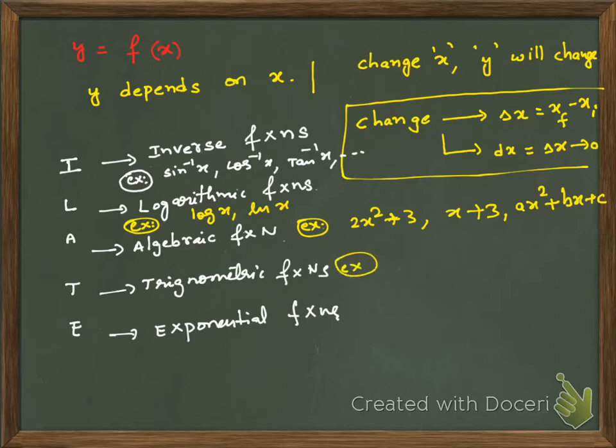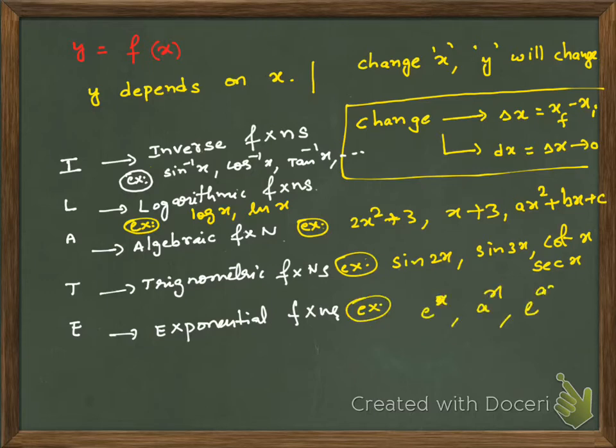Now coming to trigonometric functions, you will have sin 2x, sin 3x, cot x, secant x, something of this sort, which we have seen in the previous chapter. And coming to exponential functions, you will have e power x, a power x, e power ax plus b, something of this sort. Now we will discuss each type and some basic formulas. The purpose of teaching this is to learn differentiation and integration. So logarithms, simple exponential functions and all will be discussed in each slide separately.